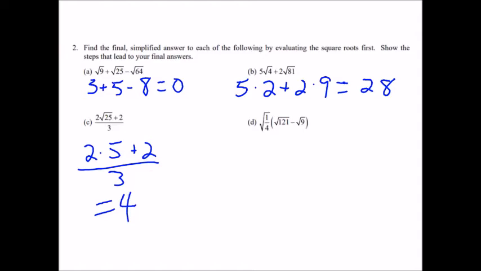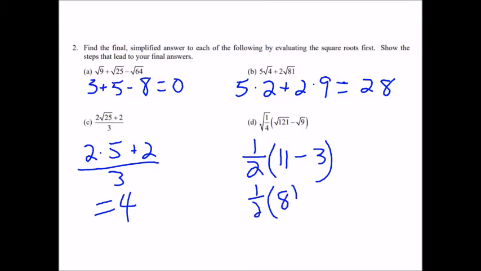Over here, letter D, the square root of 1 is 1. The square root of 4 is 2. So half of the square root of 121, which is 11. The square root of 9 is 3. So it's half of 11 minus 3. 11 minus 3 is 8. Half of 8 is 4.